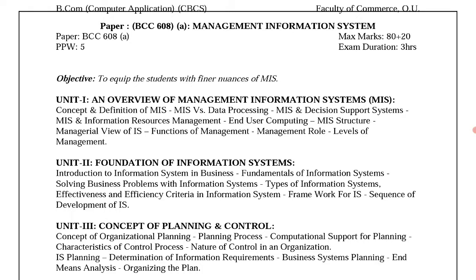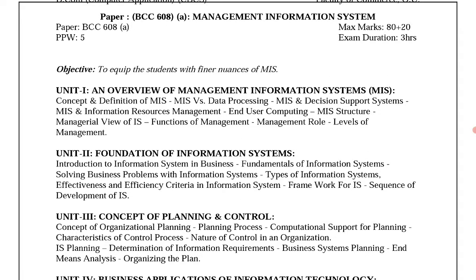So what is the exact definition of MIS? A marketing and management information system consists of people, equipment and procedures to gather, sort, analyze, evaluate and distribute the needed, timely and accurate information to make appropriate decisions. So generally MIS consists of people, equipment and procedures together to sort, analyze, evaluate and distribute the needed timely and accurate information to take appropriate decisions.